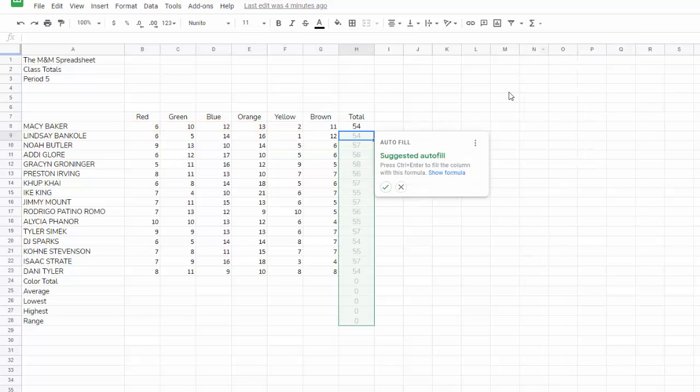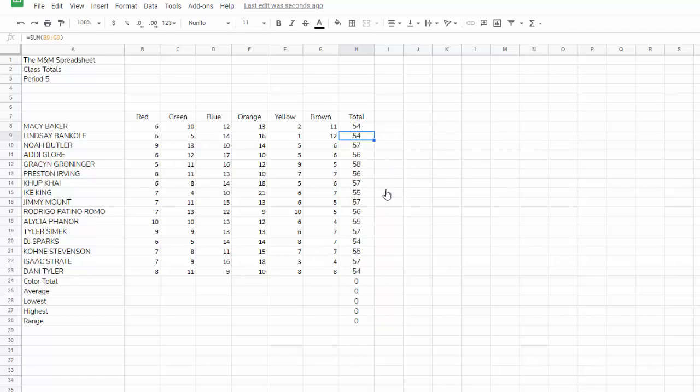I'll press enter right there. It tells me that she got 54, and it's asking me, do I want to autofill that down? Well, yes, sure, I would love to do that. Now, it actually autofilled down into some cells where we don't need it, and we'll fix that later.